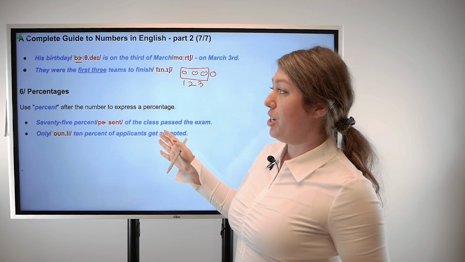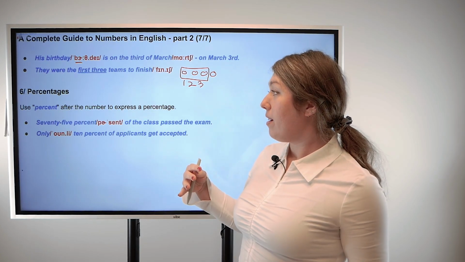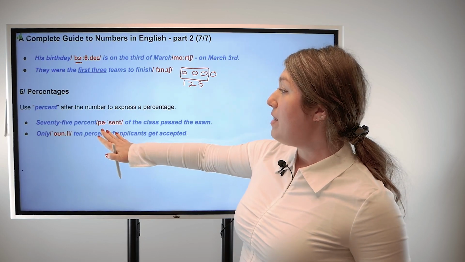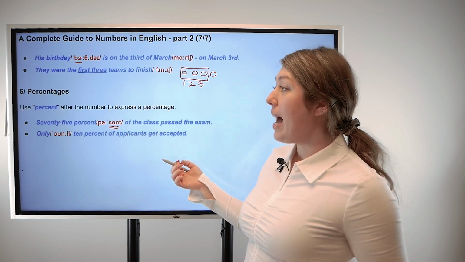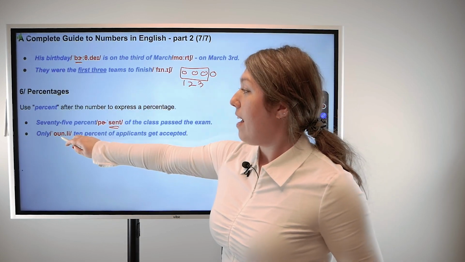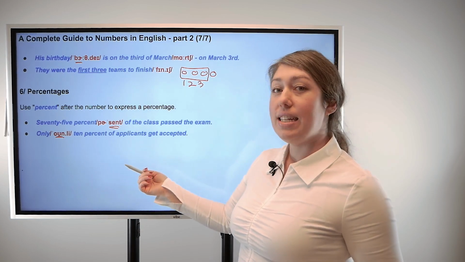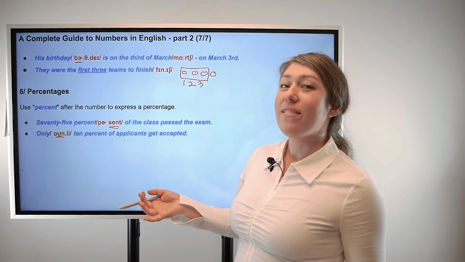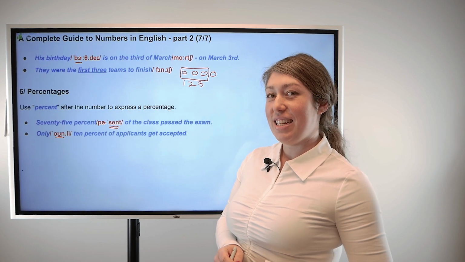Now let's look at percentages. So we can put the word percent after a number. For example, 75%, with emphasis on the second syllable, of the class passed the exam. Or only, emphasis on the first syllable, only 10% of applicants get accepted. Or, I hope you get 100% on your quiz at the end of these slides.